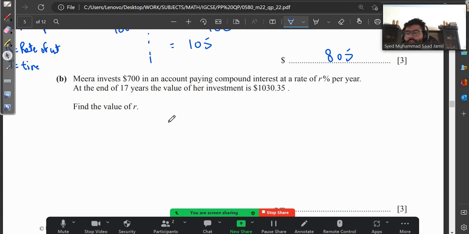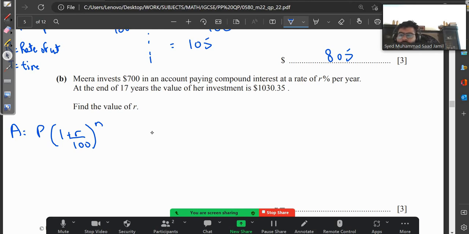Now it says Meera invests 700 in an account paying compound interest at the rate of R% per year. At the end of 17 years, the value of the investment is 1030.35. Find the value of R. This is compound interest. The formula for compound interest is A is equal to P multiplied by 1 plus R upon 100, raised to power n, where n is the number of years.